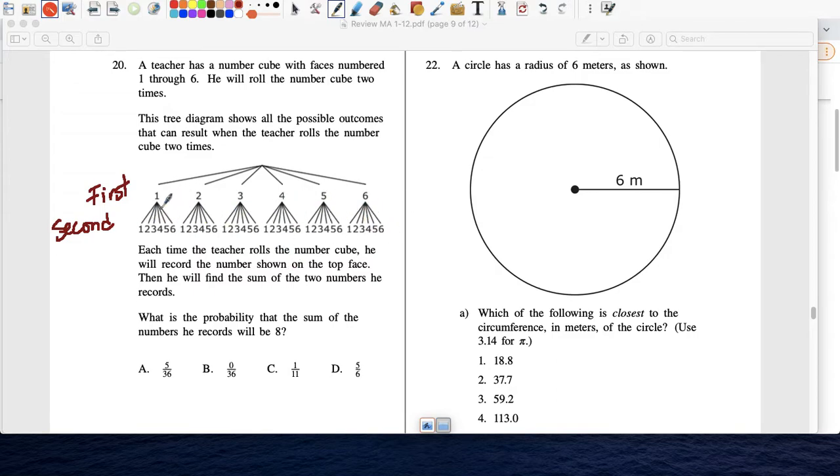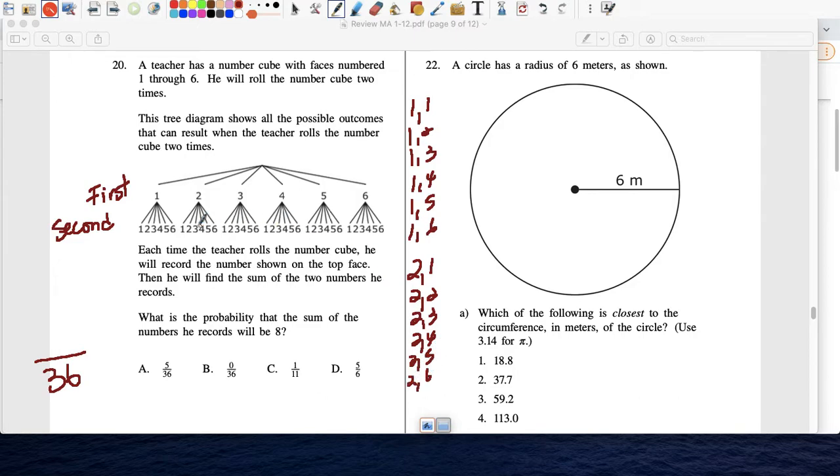There are 36 different outcomes. If I list them, I can get a 1 and a 1, 1 and 2, 1 and a 3, 1 and 4, 1 and 5, and 1 and 6. Second time around, I can get a 2 and a 1, 2 and a 2, 2 and a 3, 2 and 4, 2 and 5, 2 and 6. So how many different possibilities can happen when I roll 2 dice? 36 different outcomes, right?